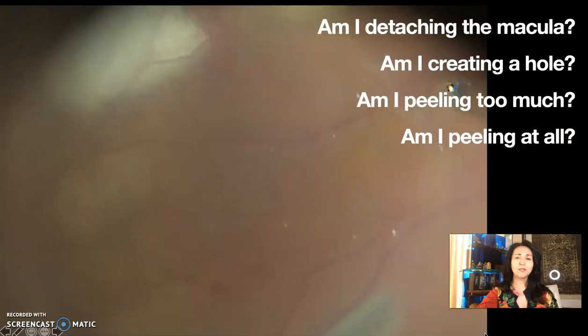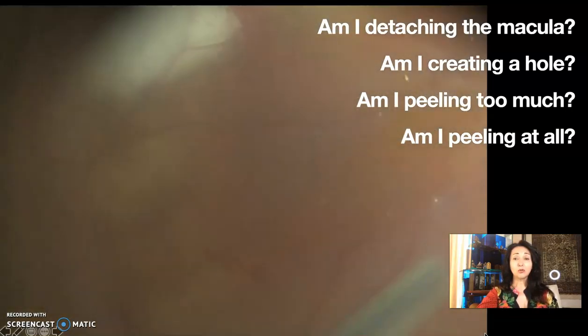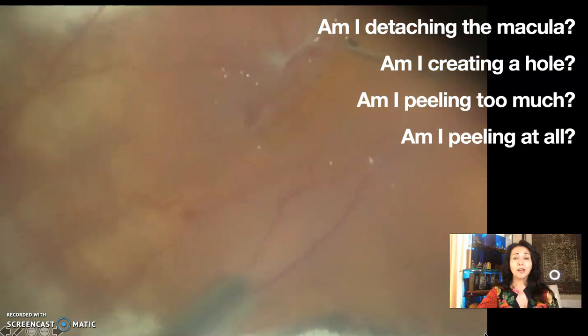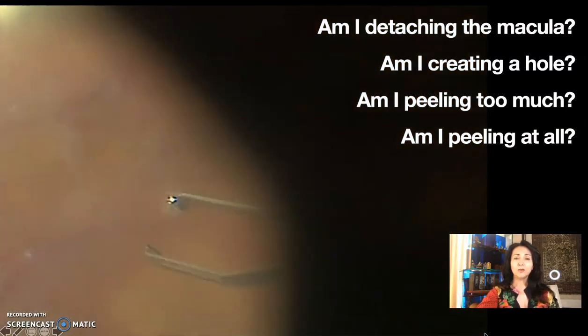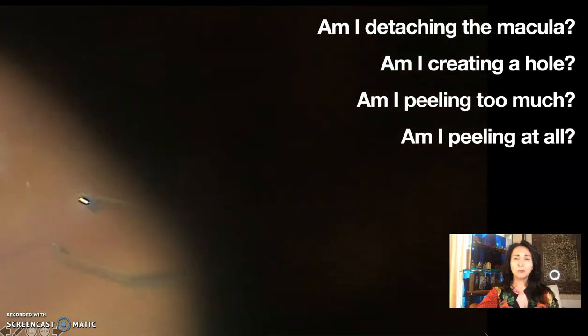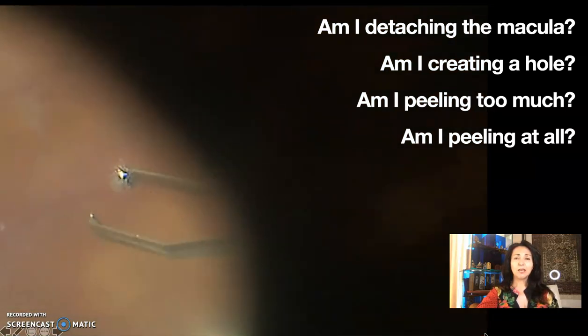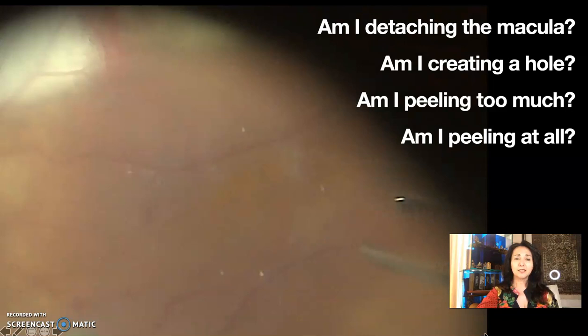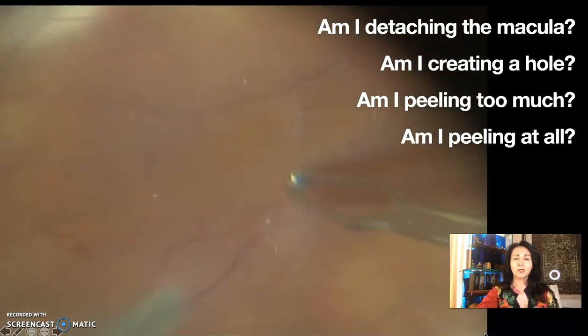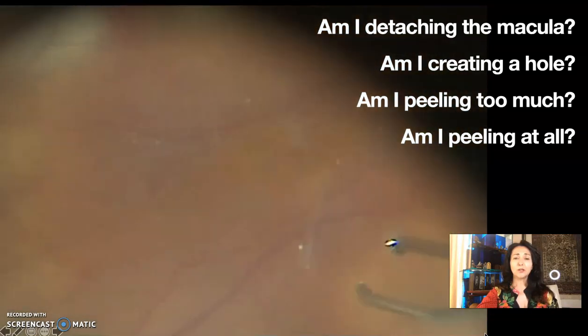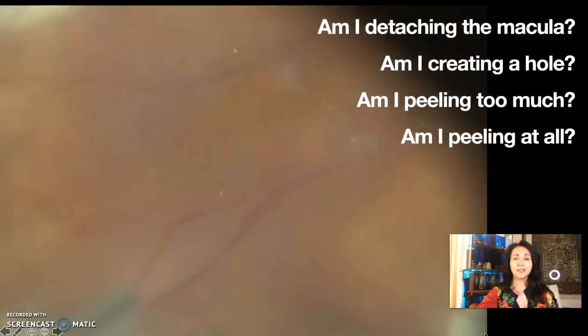So while I was peeling, I was asking myself, am I detaching the macula? Am I creating a hole? Am I peeling too much? Am I peeling at all? And looking through the microscope, I was not sure about the answers. I had many moments of uncertainties because I did not have all the information that I needed through the microscope.